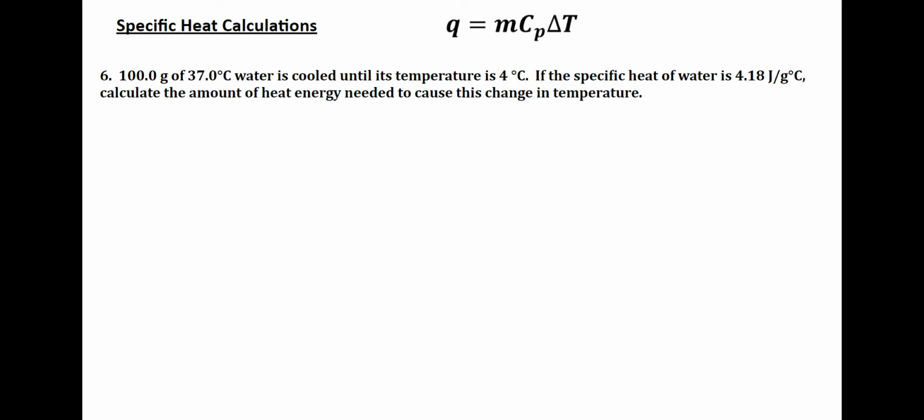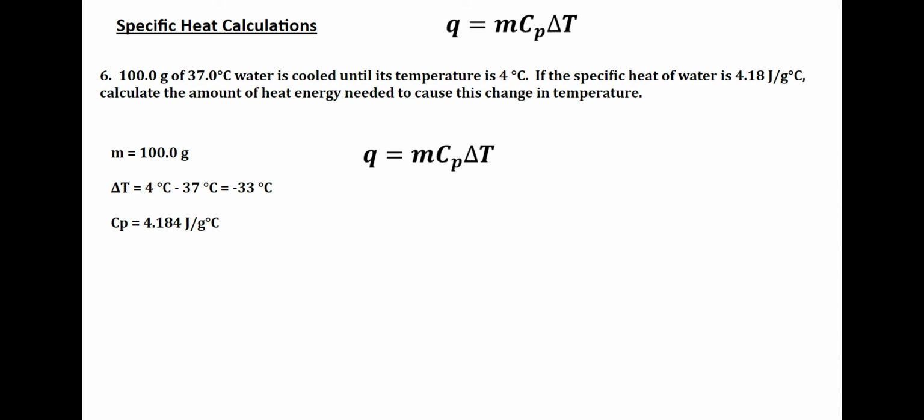The next question, if 100 grams of 37 degree water is cooled until its temperature is 4 degrees, and if the specific heat of water is 4.18 joules per gram per degree Celsius, calculate the amount of heat energy needed to cause this temperature change. Well, we have Q equals mCp delta T, and that's the form of the equation that we need to solve this problem. Our m, 100 grams, delta T, negative 33 degrees Celsius. Our heat capacity, 4.184 joules per gram per degree Celsius.